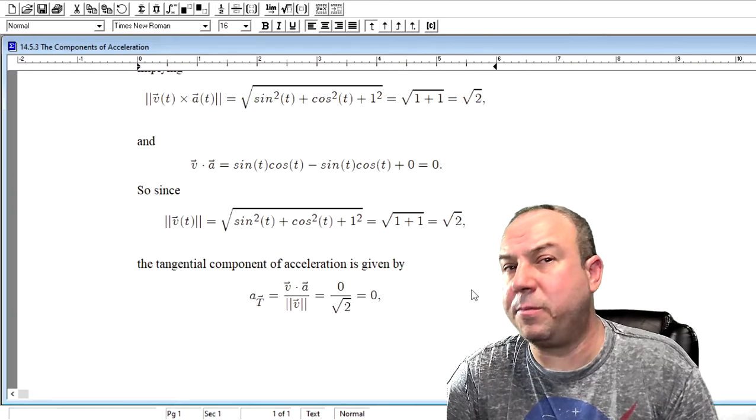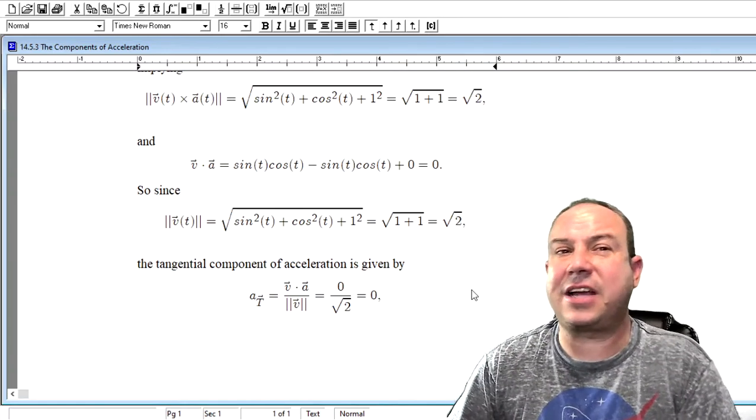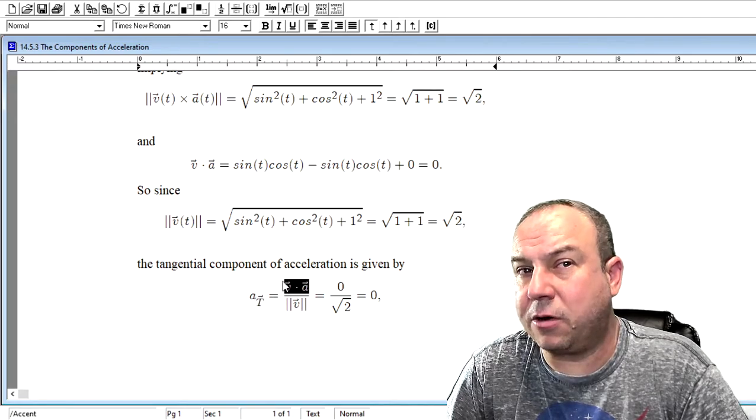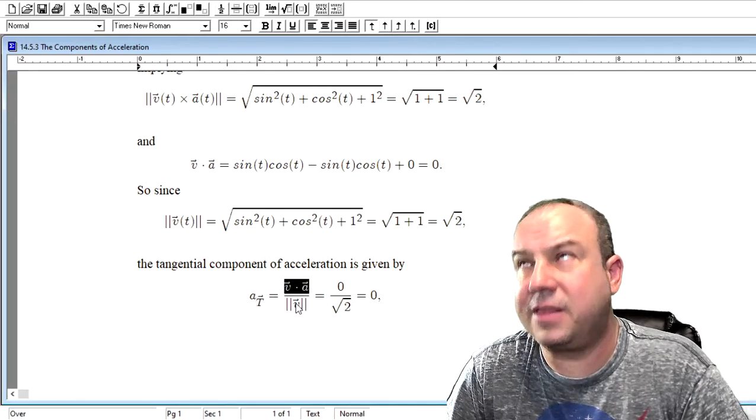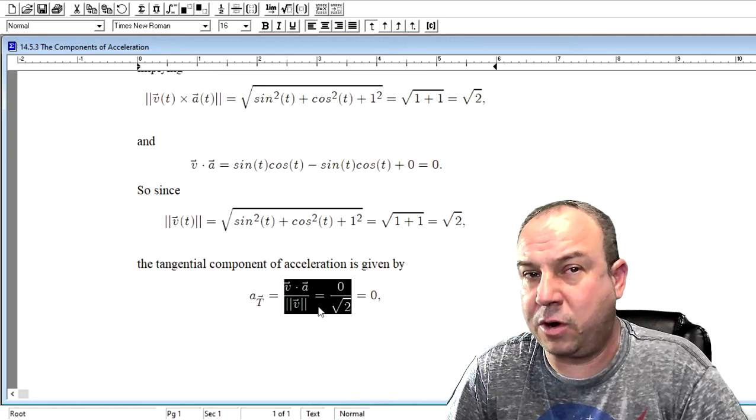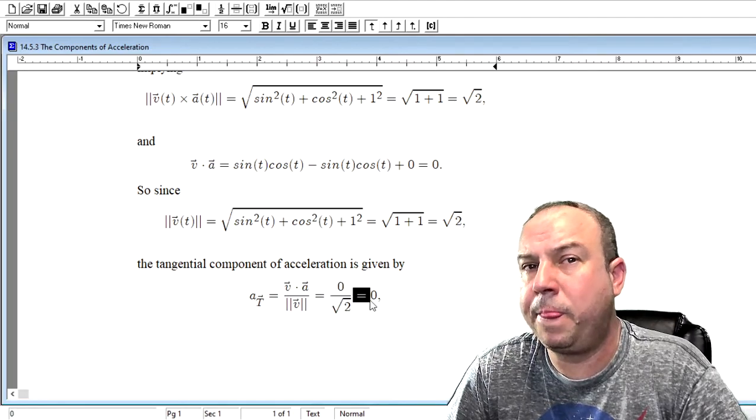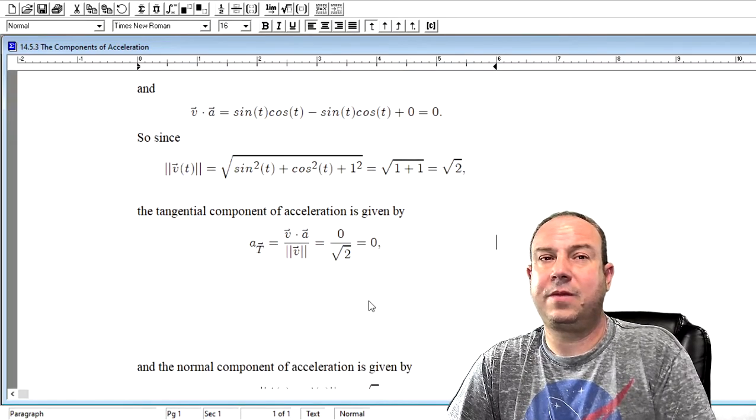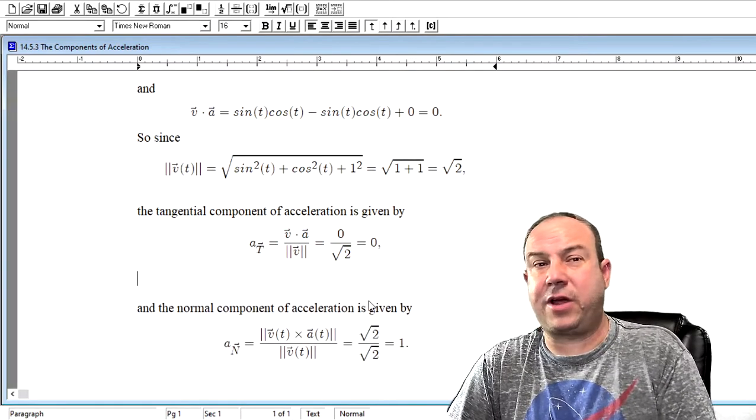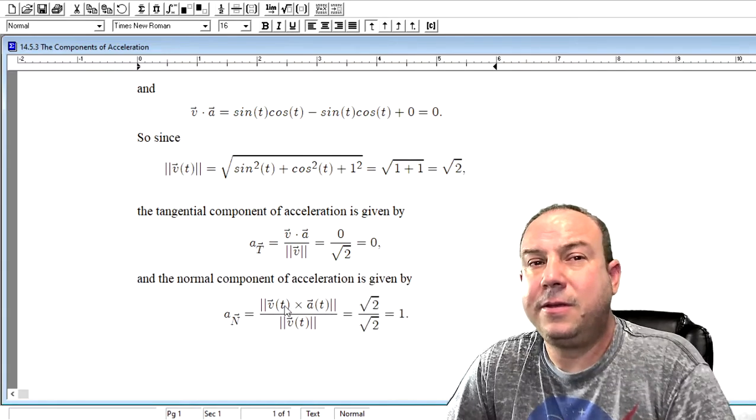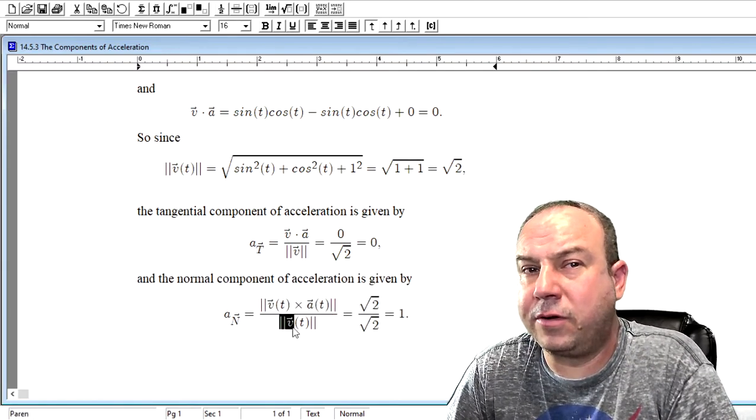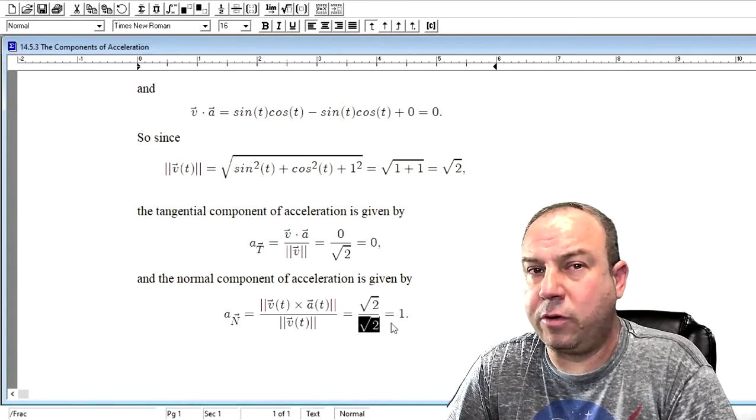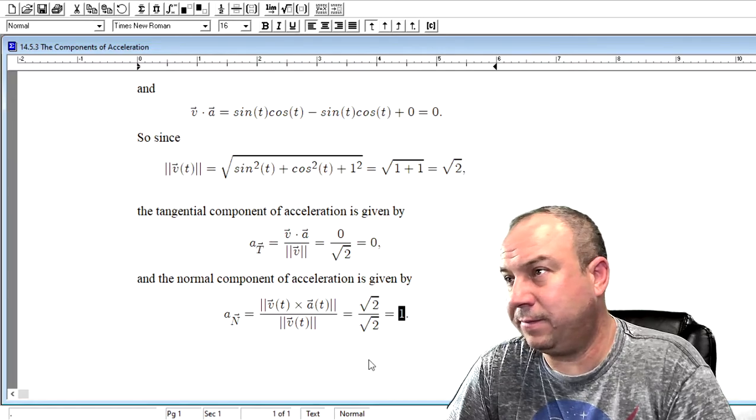The tangential component of acceleration is actually given by this quantity here. It is the value given by the dot product divided by the square root of 2, which is 0 over the square root of 2, which does equal 0. And the normal component of acceleration is given by the magnitude of the cross product over the magnitude of our velocity vector, which is the square root of 2 over the square root of 2, which is equal to 1.